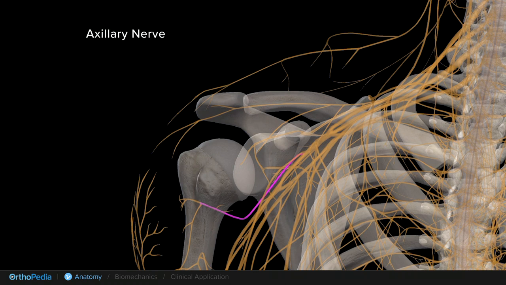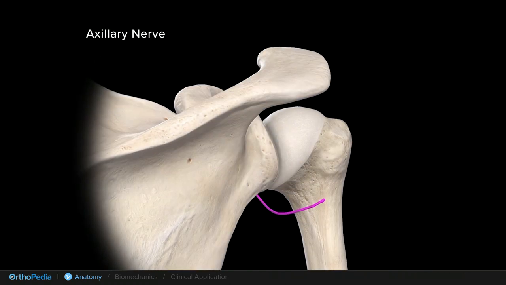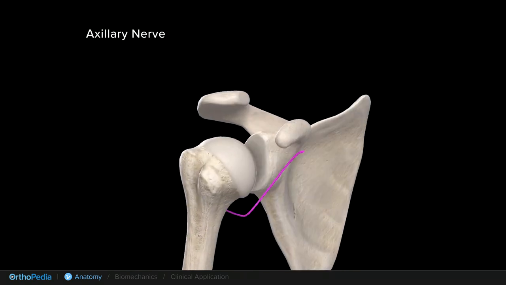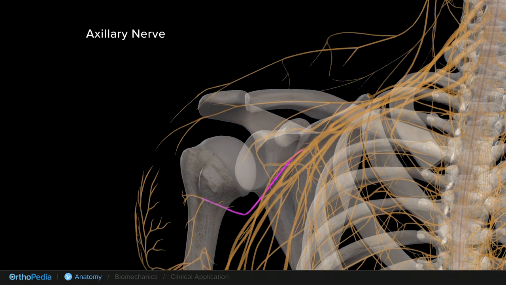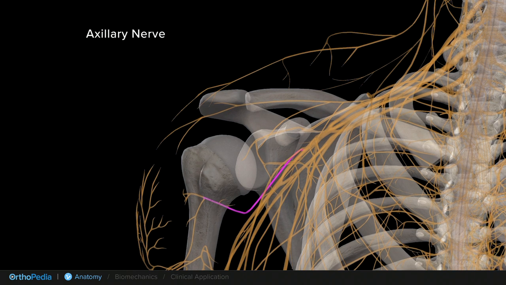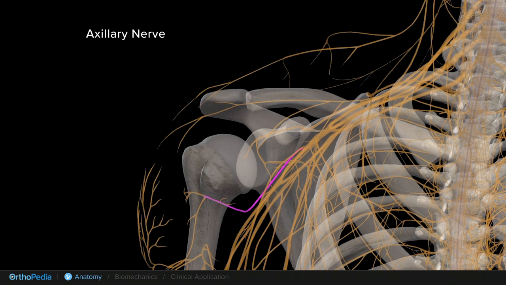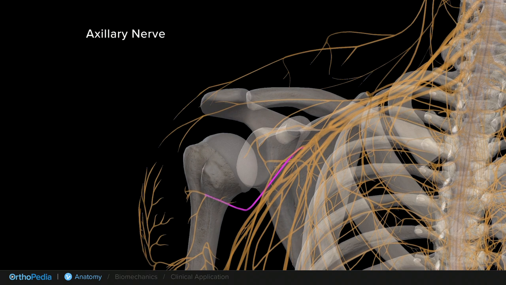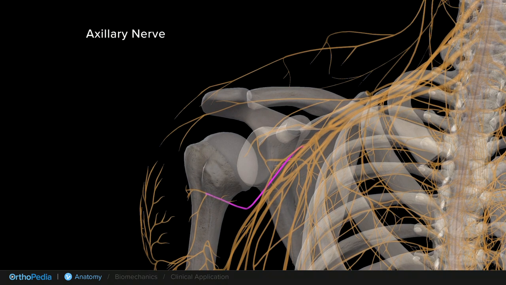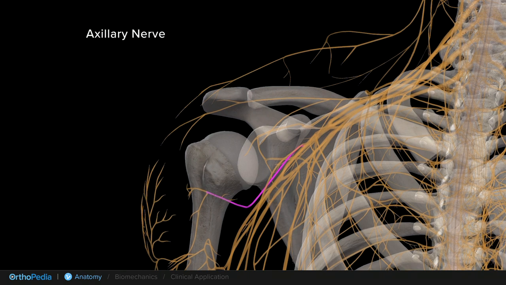The axillary nerve, which also originates from the brachial plexus, lies just posterior to the axillary artery and anterior to the subscapularis. This nerve is responsible for innervating three muscles of the arm: the deltoid, the long head of the triceps, and the teres minor of the rotator cuff.